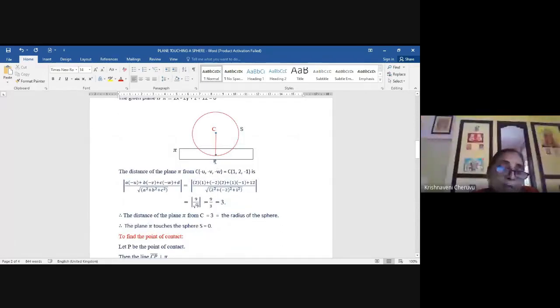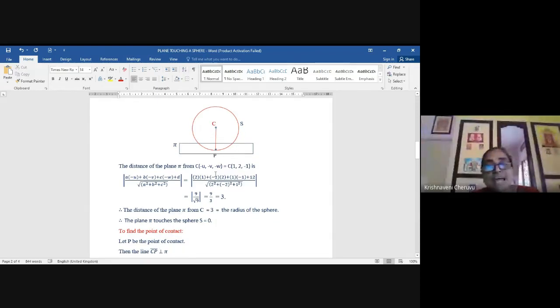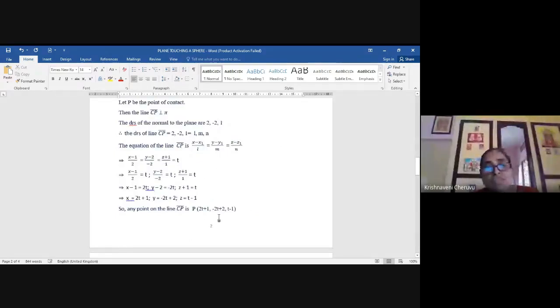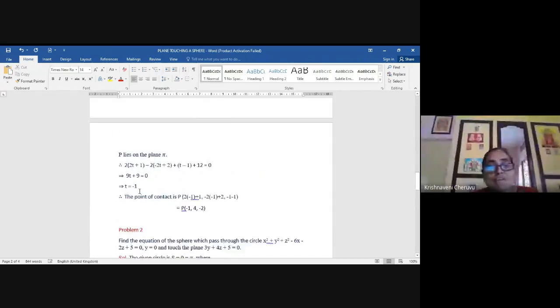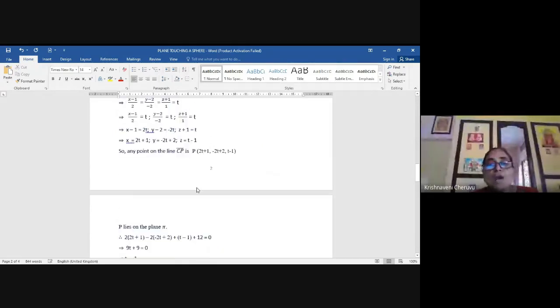And also he asked you to find out the point of contact. And this P, the point of contact, if you see the figure, is a point on the line CP and a point on the plane pi. So first you find out the point on the line CP, for which you have to find out the equation of the line CP. Equation of the line CP means you know the point C and you know the DRs of CP. So you find out the equation of the line CP and then you took the point P, any point on the line CP. And this being a point on the line CP and also a point on the plane pi, it will satisfy the equation of the plane pi, from which you got the value t. And on substituting t in P, you got the point of contact.